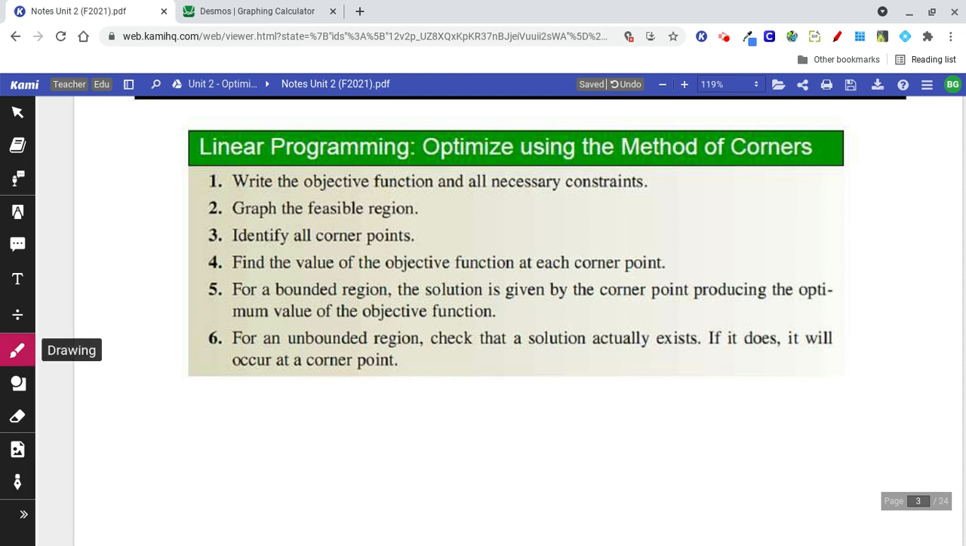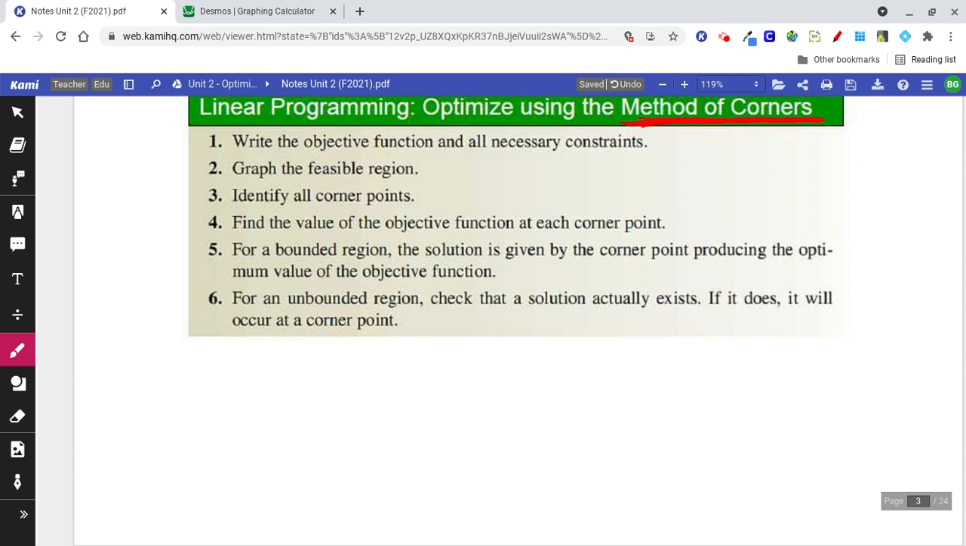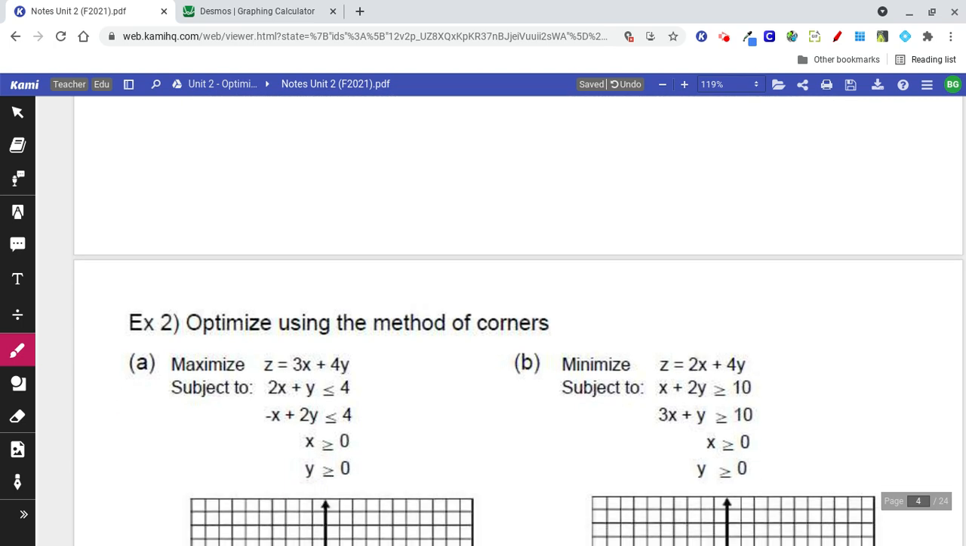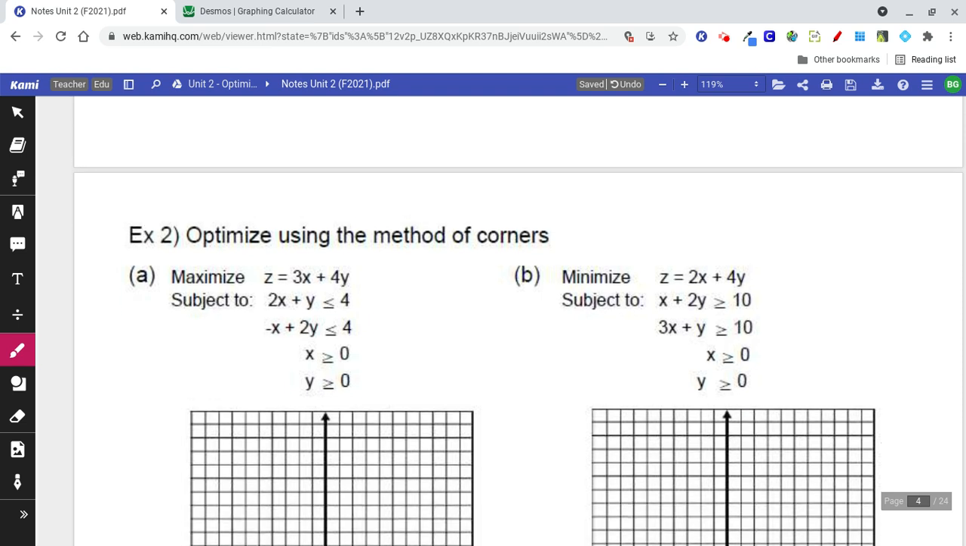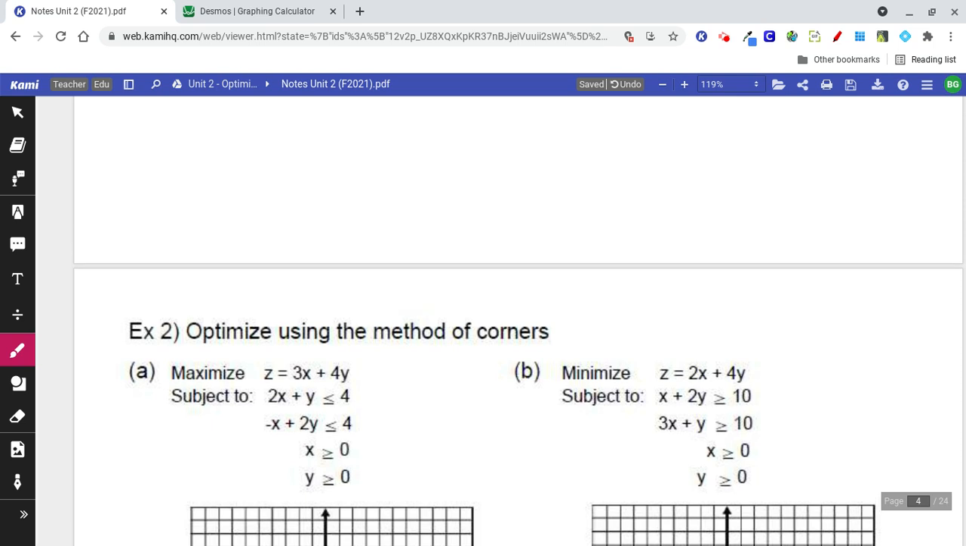Here's how to solve a linear programming problem by the method of corners. I'll show you a different method next lesson or in a couple of days, but today's lesson is the method of corners. Number one, write the objective function and all necessary constraints. So what we did before were constraints. The objective function is going to be some kind of step at the beginning. Maximize z equal 3x plus 4y. That's your objective function. But all those inequalities, those are your constraints.